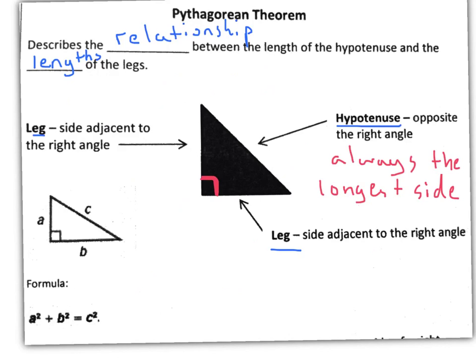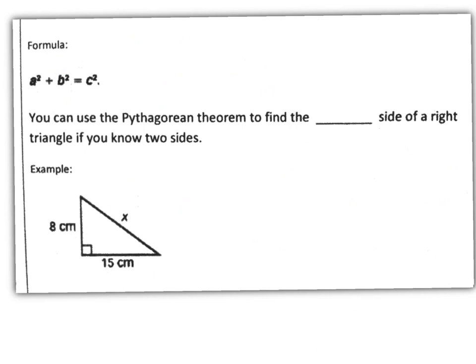This is always the longest side. And so the formula we're going to use is a squared plus b squared equals c squared, where a is one of the legs, b is another one of the legs, and c is the hypotenuse. So you have leg squared plus leg squared equals hypotenuse squared. So our formula is a squared plus b squared equals c squared. We just did that. And we know that we can use the Pythagorean theorem to find the missing side of a right triangle if we know the two other sides.